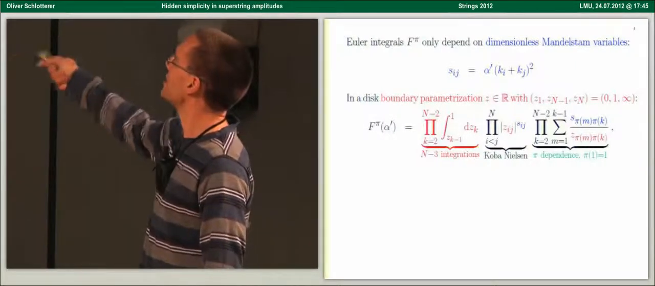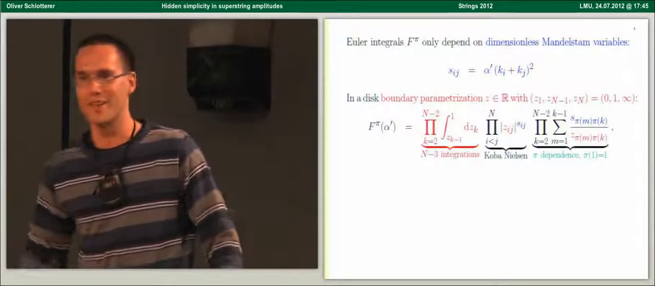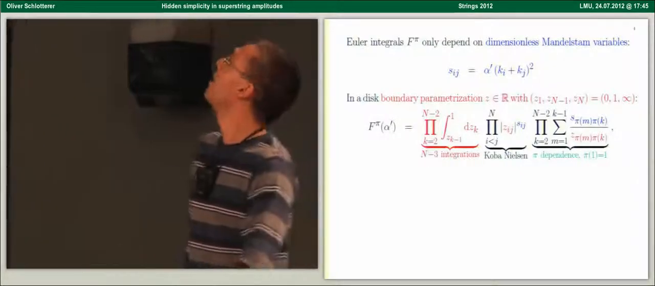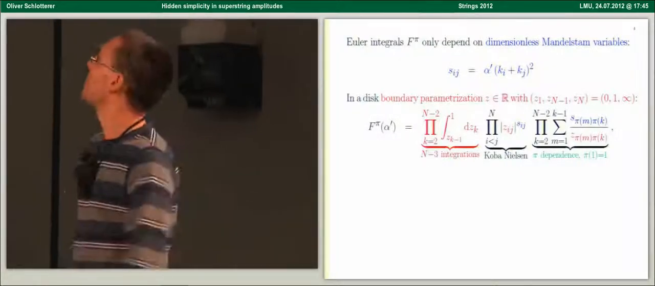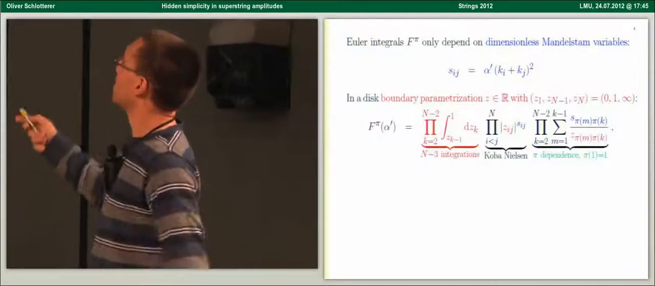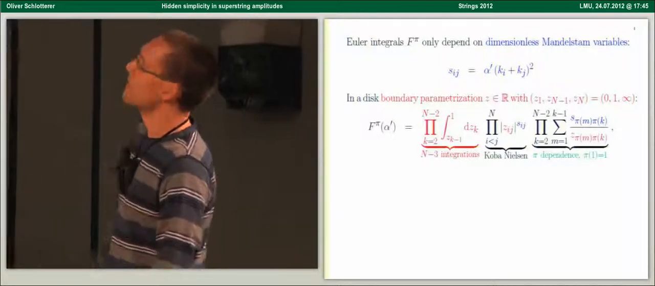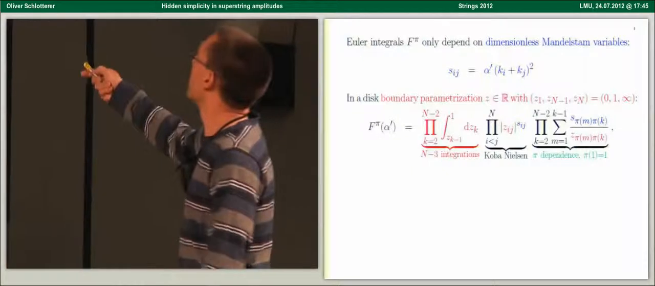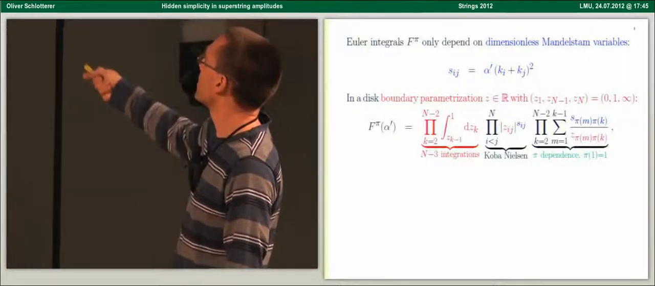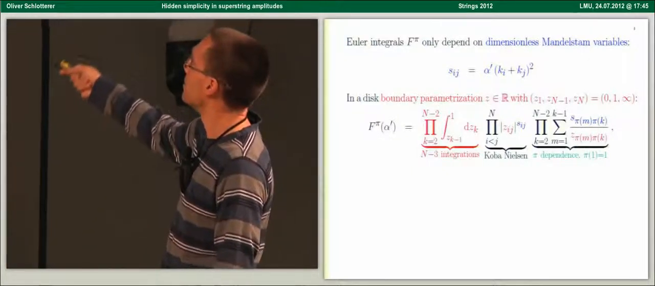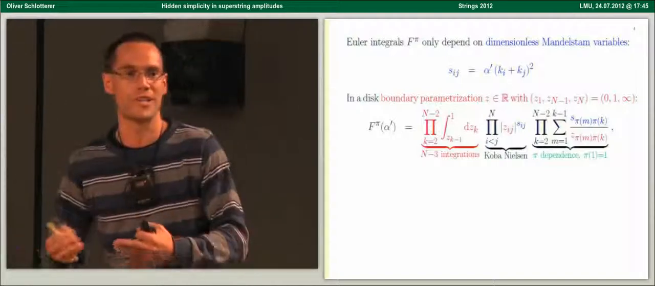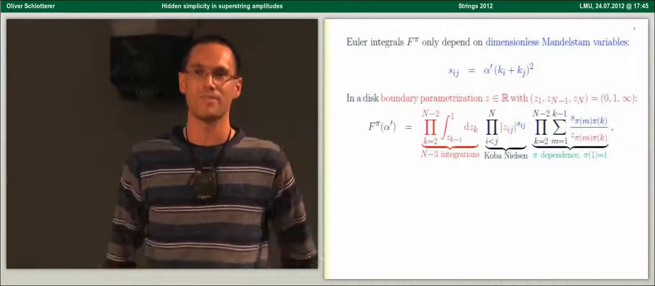I'll be using dimensionless Mandelstam variables throughout my talk, so please memorize this convention here. And these S_ij show up in our functions in the way as displayed. And I should draw your attention to the part on the right-hand side thereof. This is the interesting part, which comes from the OPE contractions between the vertex operators.